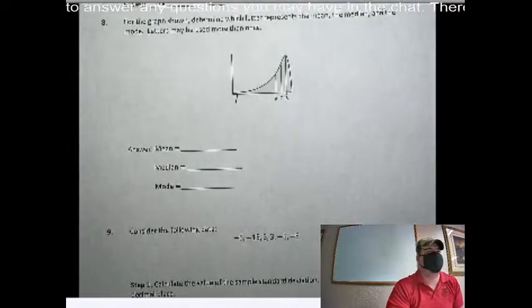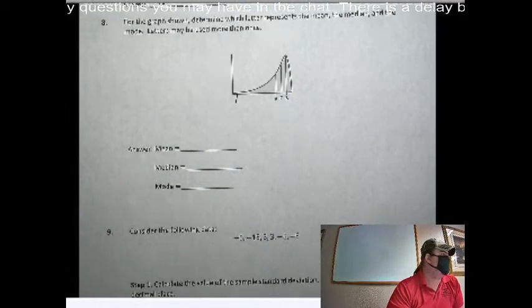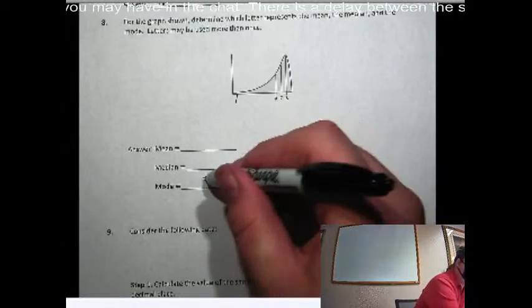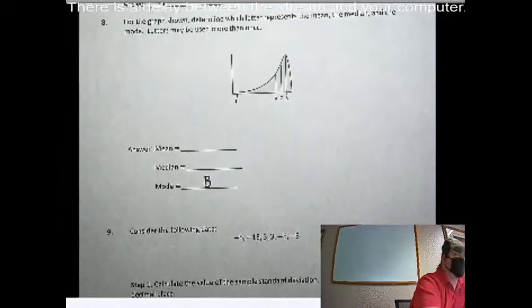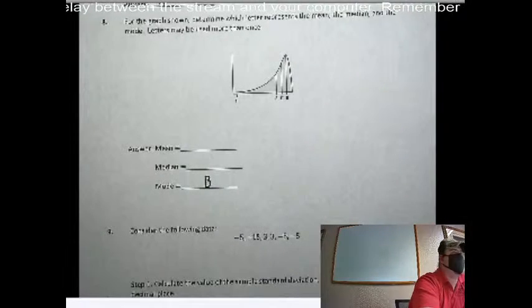So first of all, where's the mode? A, B, or C? B, yes. B is where this number is occurring the most. It's the peak. It's the highest frequency.